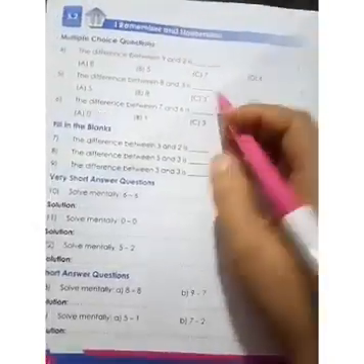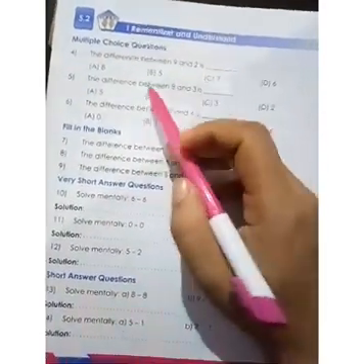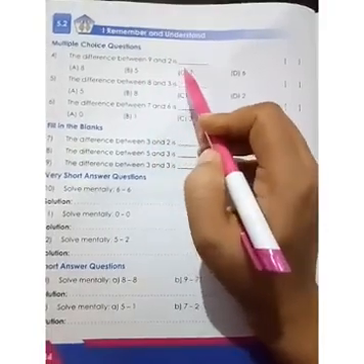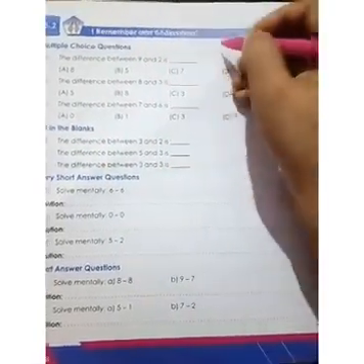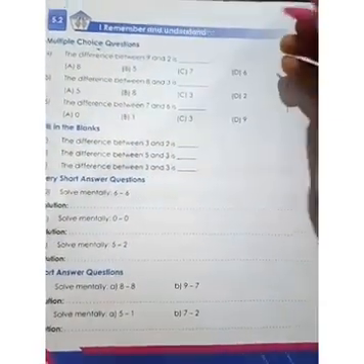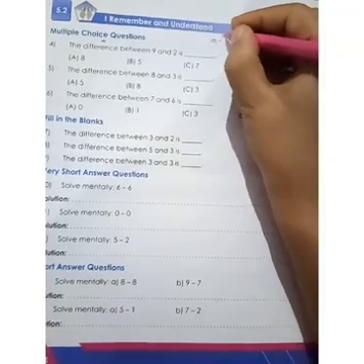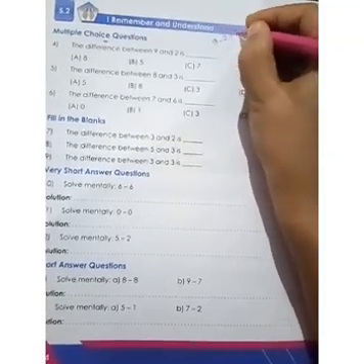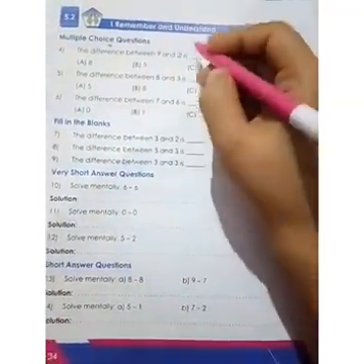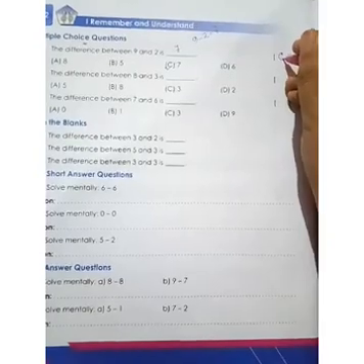The next topic is about difference and solving mentally. The first question is the difference between 9 and 2. What is the difference between 9 and 2? Difference means minus. Difference is another word used instead of subtraction. So 9 minus 2, we know the answer is 7. So I will write here 7. What is the correct option here? C. I will give a tick mark in C and in the bracket I will write C.